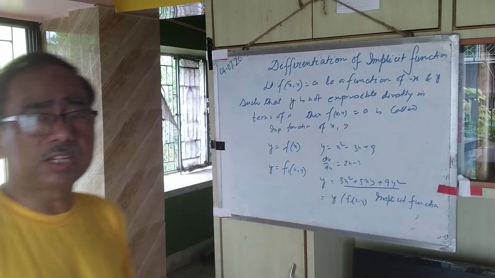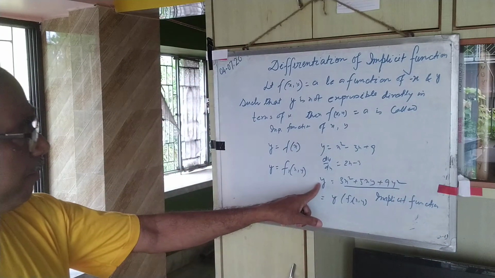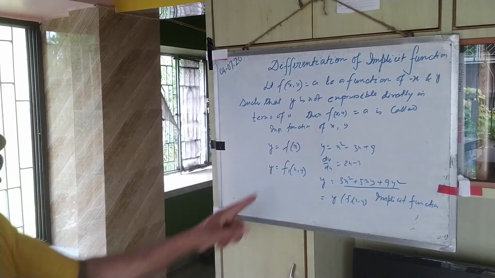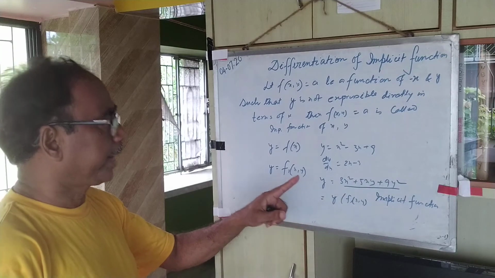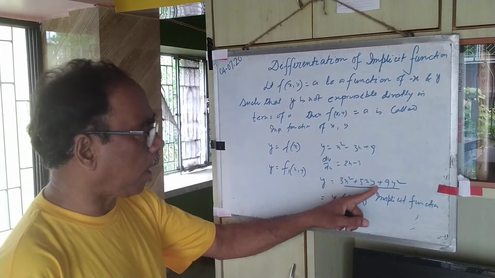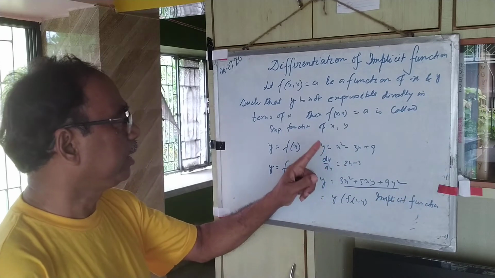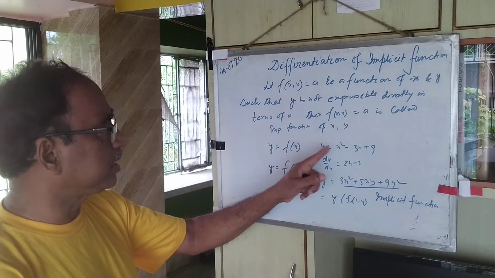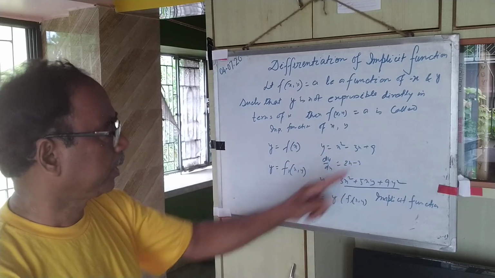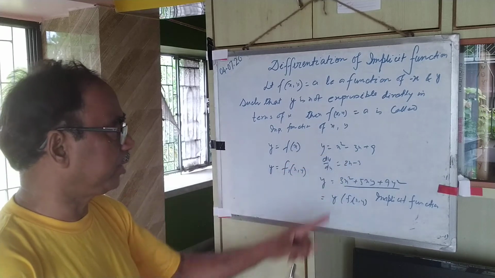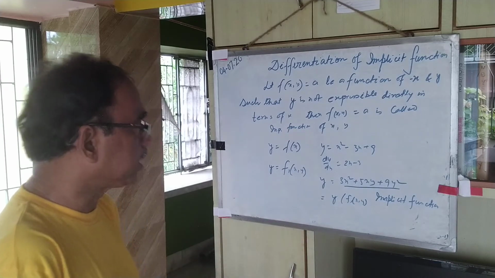So what is an implicit function? When a function is expressed in terms of x and y, then it is called an implicit function. Here the function f(x) is related with x only. It is not an implicit function. This is an implicit function. What is the definition?